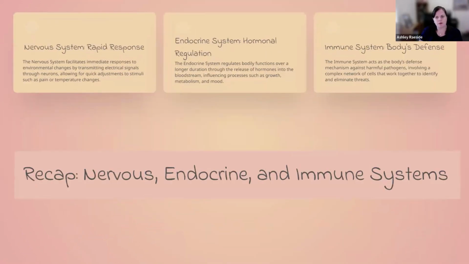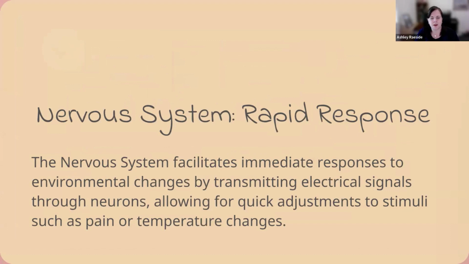Quick recap on those 3 big systems. We've got our nervous system, remembering that this is our rapid response. Our nervous system is facilitating that immediate response to any changes that are occurring. Remember our neurons, they look like electric wires. The electrical signals travel very quickly through our neurons, and it allows those quick adjustments to any stimuli, such as if we've got pain. So if we put our hand on a hot stove, we're going to very quickly pull away, or any temperature changes. So we're relying on our nervous system to be really quick to have almost an immediate response.